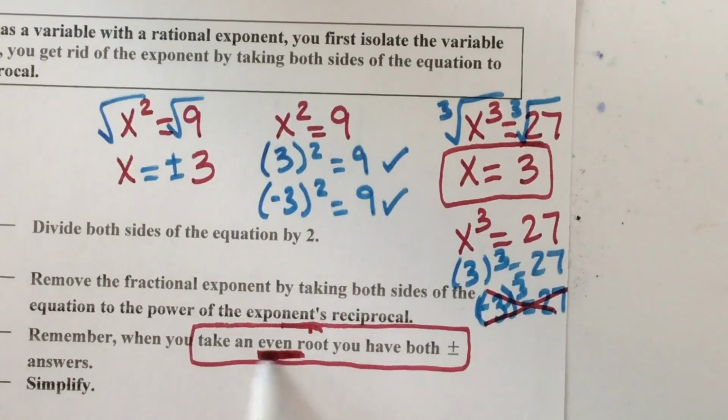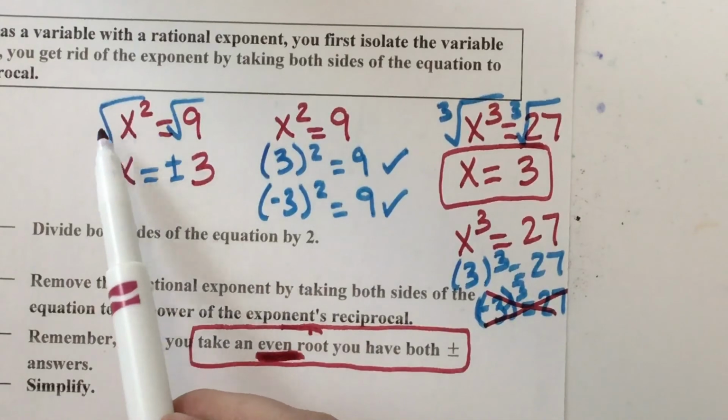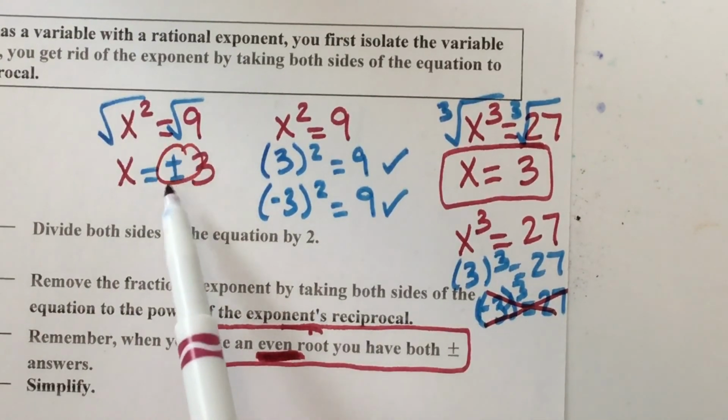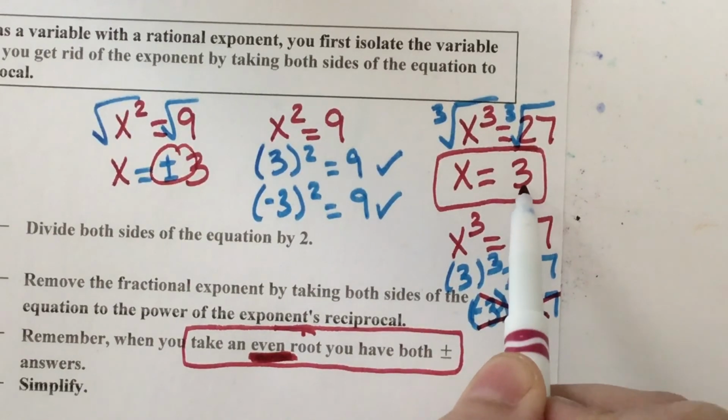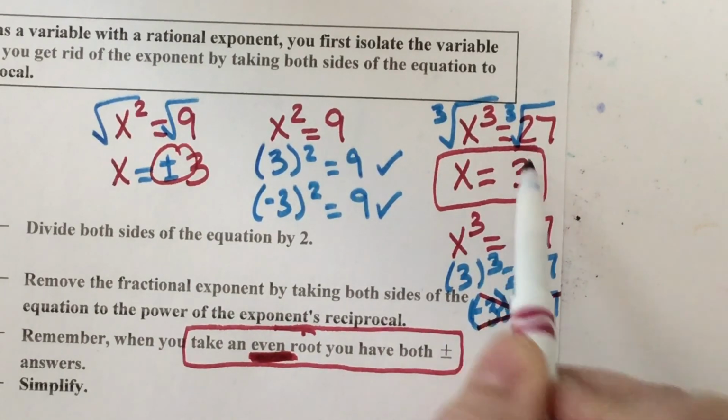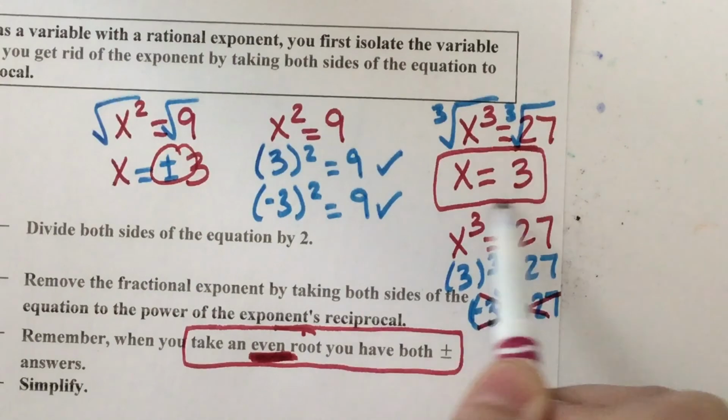Okay, so here's my little chant for this saying. When you take an even root, there's a plus minus. When you take an even root, there's a plus minus. Okay, so anytime you take an even root, we need to slap down our plus minus. If we take an odd root, it's only going to be one answer. It'll either be a positive answer or it could be a negative answer.